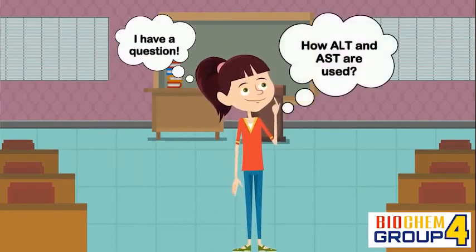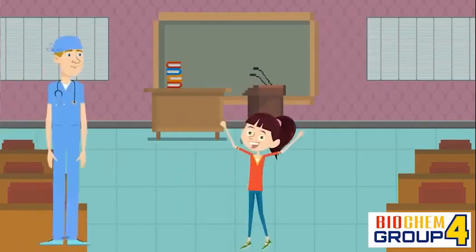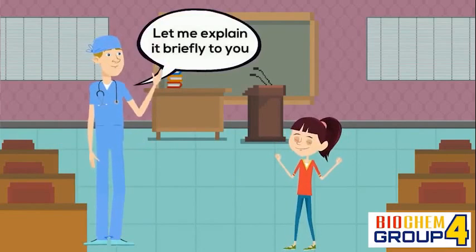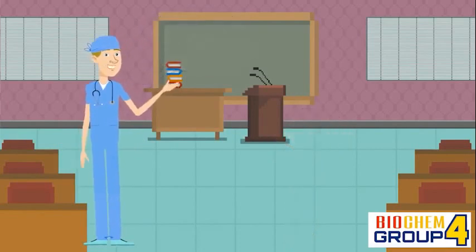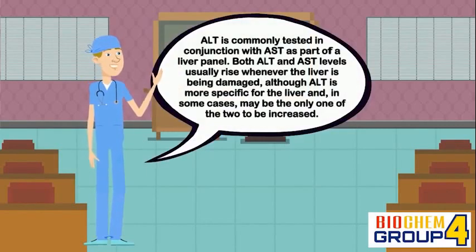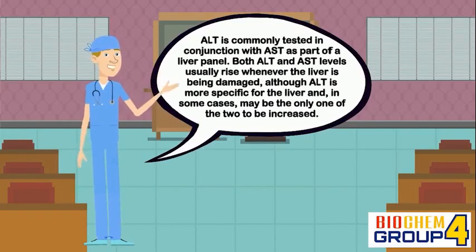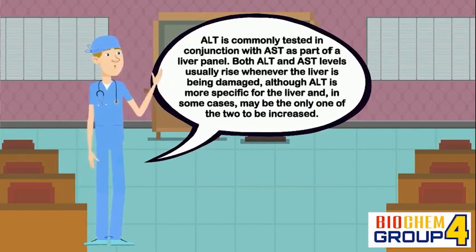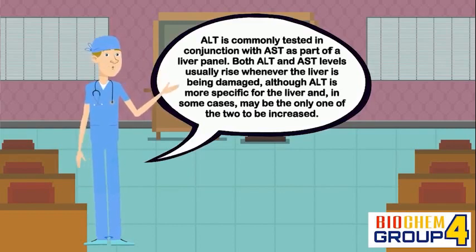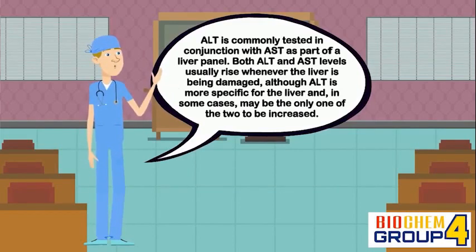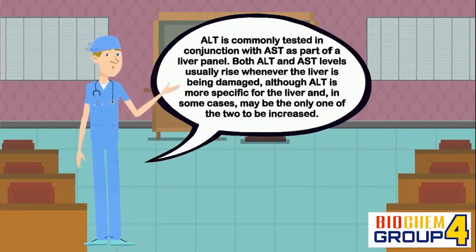How is it used? ALT is commonly tested in conjunction with AST as part of a liver panel. Both ALT and AST levels usually rise whenever the liver is being damaged, although ALT is more specific for the liver and, in some cases, may be the only one of the two to be increased.